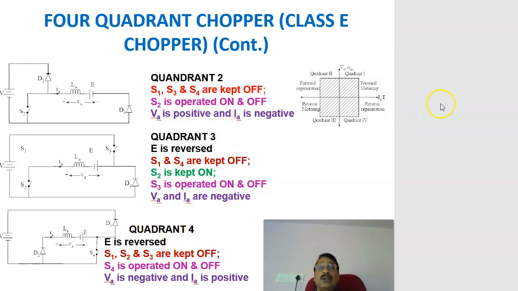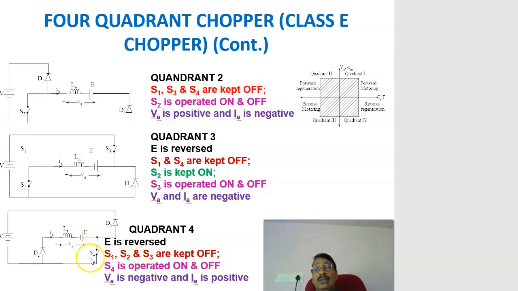The last, quadrant 4 operation, is called reverse regeneration. In the reverse regeneration, as you know, voltage should be negative and current should be positive. Therefore, in order to get quadrant 4 operation, again the polarity of E is to be reversed. You have to control S4, with on and off control. Therefore, you have to control the duty ratio of S4, and all other switches S1, S2 and S3 are kept off.